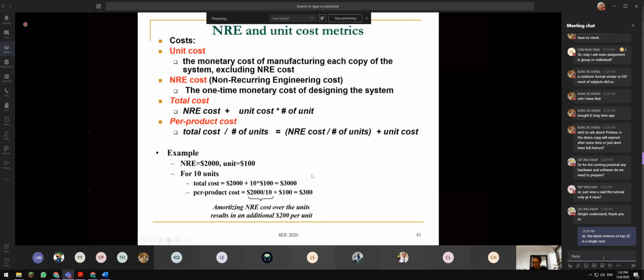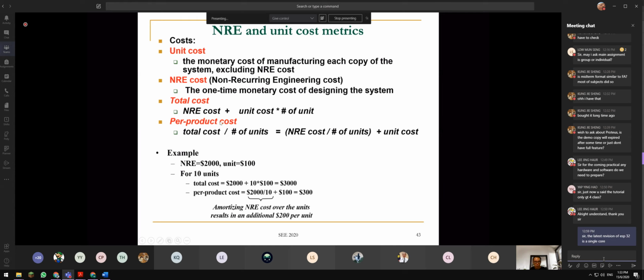Okay, so we come back to the non-recurring engineering cost, which we discussed just now. Just a brief introduction. Unit cost, I told you just now, is the manufacturing cost, excluding NRE. NRE is a one-time monetary cost. So the total cost will be the NRE cost plus the unit cost multiplied by the number of units. If you have 1 million, then you have 1 million units.